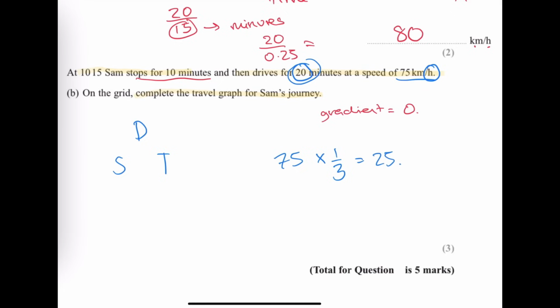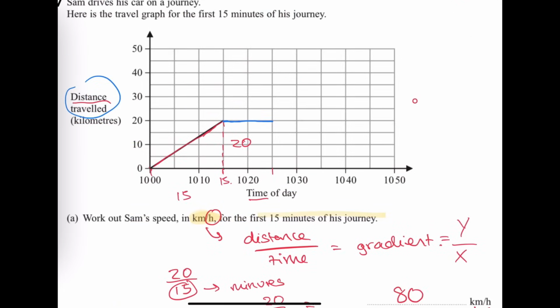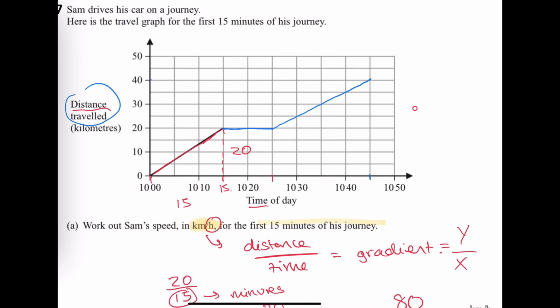They drove 25 kilometers. So we know it is 20 minutes. So from 15, 35, 45, so it'll be here. And they drove 25, so it's over here. So then we just plot the dots together, and that is our distance graph completed.